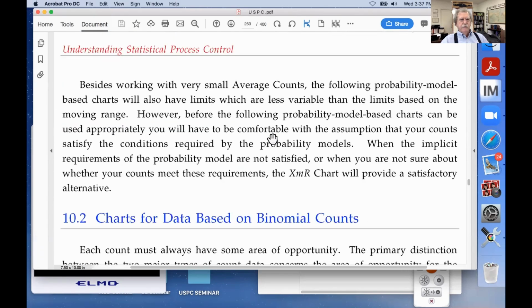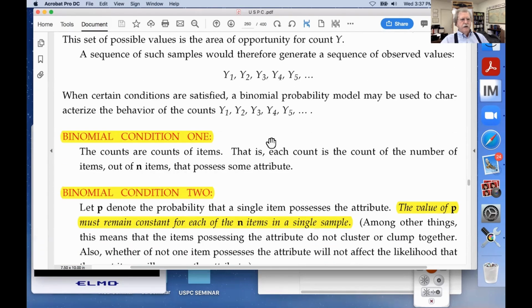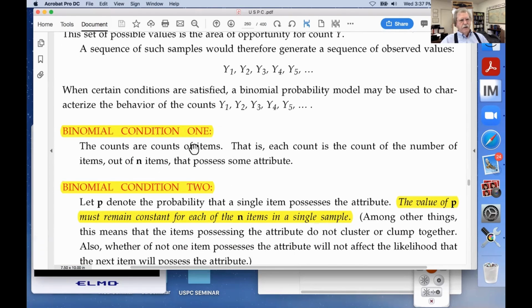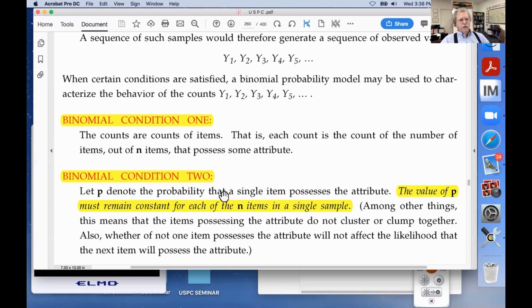Now, on page 260, what does it take to use an NP chart or a P chart? Two conditions. First of all, your counts need to be counts of items. So you can count the number yellow or the number not yellow. You can count the successes or the failures, the conforming or the non-conforming. Secondly, let P denote the probability a single item possesses the attribute. The value of P must remain constant for each of the N items in a single sample during a single time period.